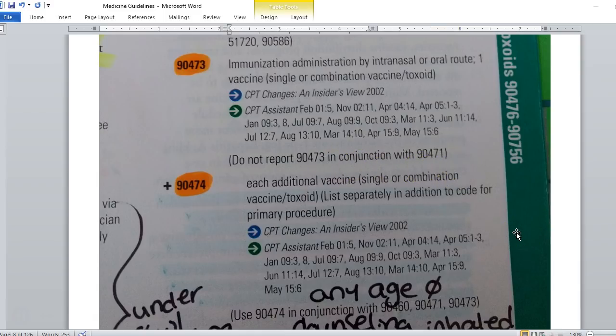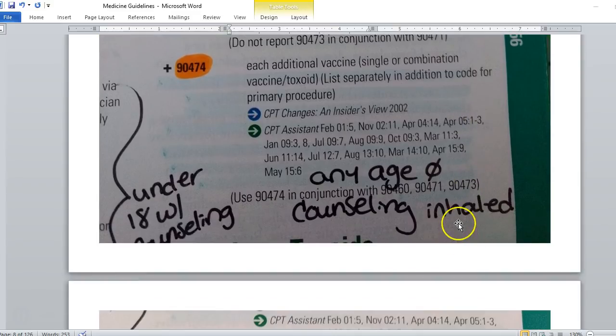So here's the thing. You can only use one of the two standalone codes, and then you can use either of the add-on codes. It's all dependent on the type of vaccine the patient's getting and how they're getting it, the route of administration. So again, 90473 and 4 are any age with counseling. This is inhaled, okay?